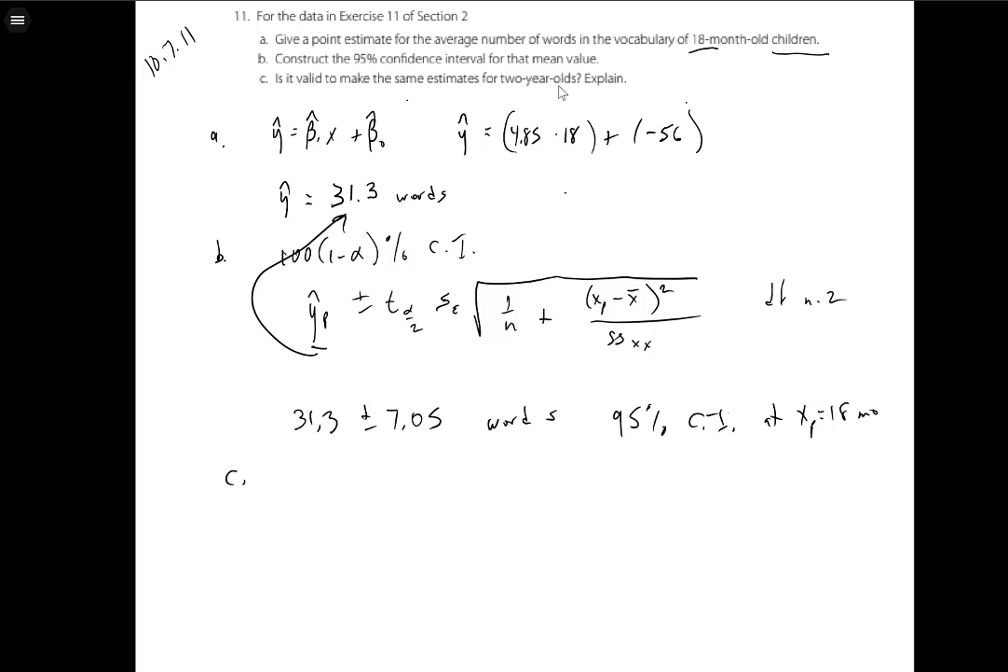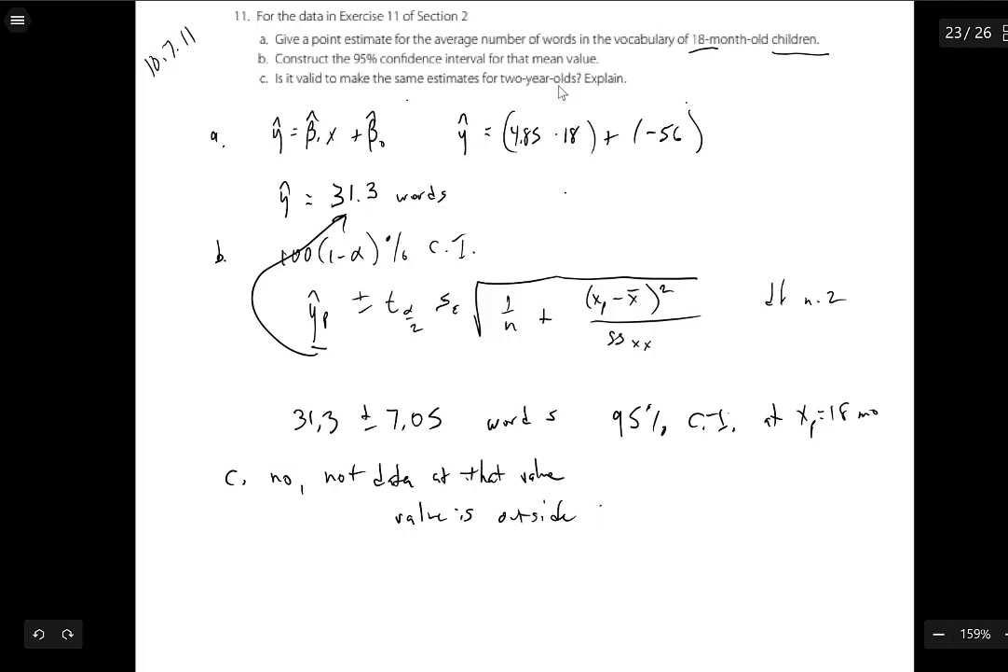No data at that value, or that value is outside the data range. So we shouldn't be making estimates of things that are outside the range of our data. There we go. Problem number 11.